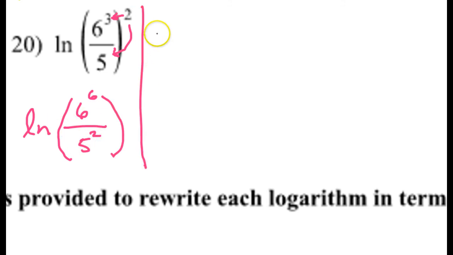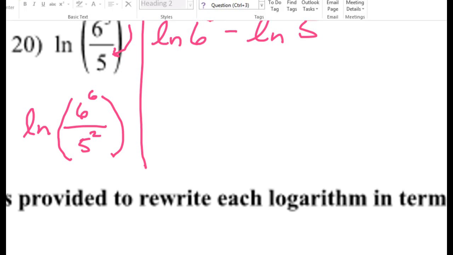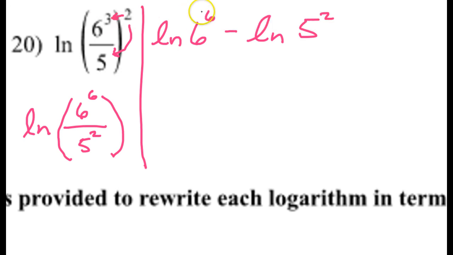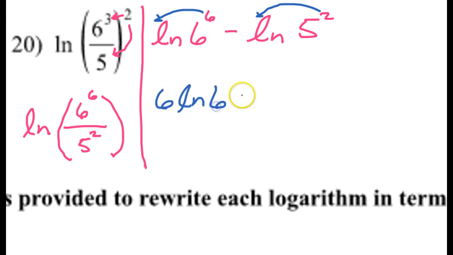Then we will use the quotient rule. So this will be the natural log of the numerator minus the natural log of the denominator. And then finally, we will use the power rule to put these exponents in the front of each term. So the final answer will be 6 times the natural log of 6 minus 2 times the natural log of 5.